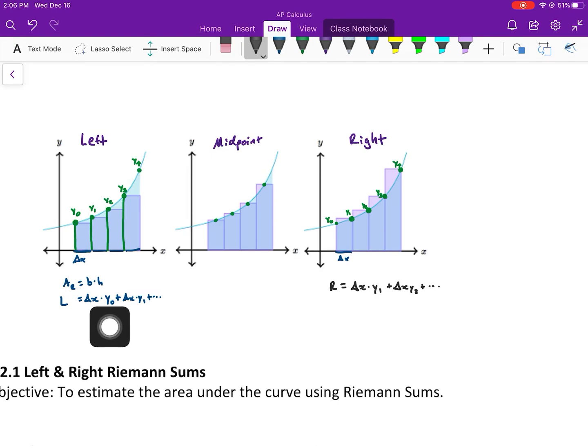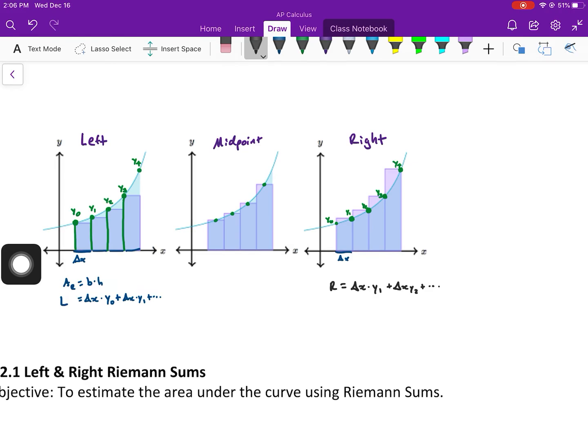So just so you notice, this one started at y0. This is the very left spot. And this one started at y1, which is the second point and goes to the very end. This one will actually end at y3. It won't go all the way to y4, while the right sum will start at y1 and go to the 4th one. Notice this is just the left 4, right 4.